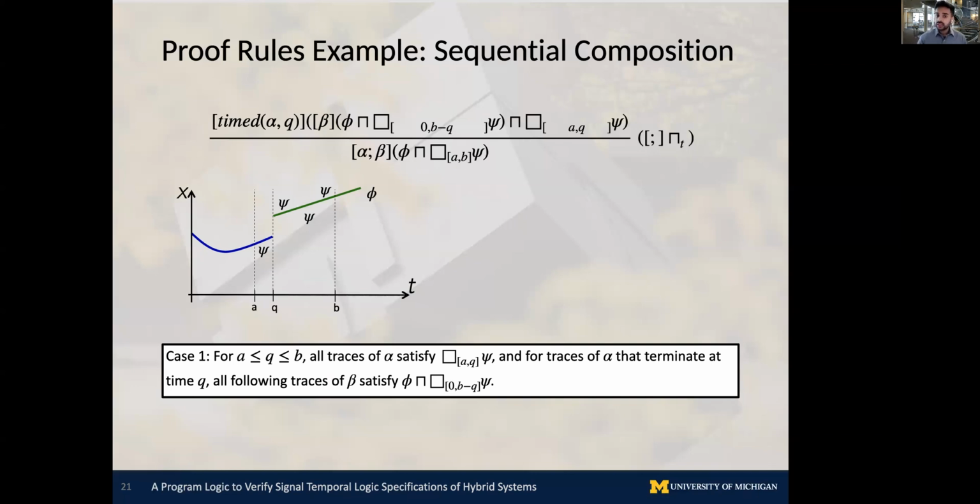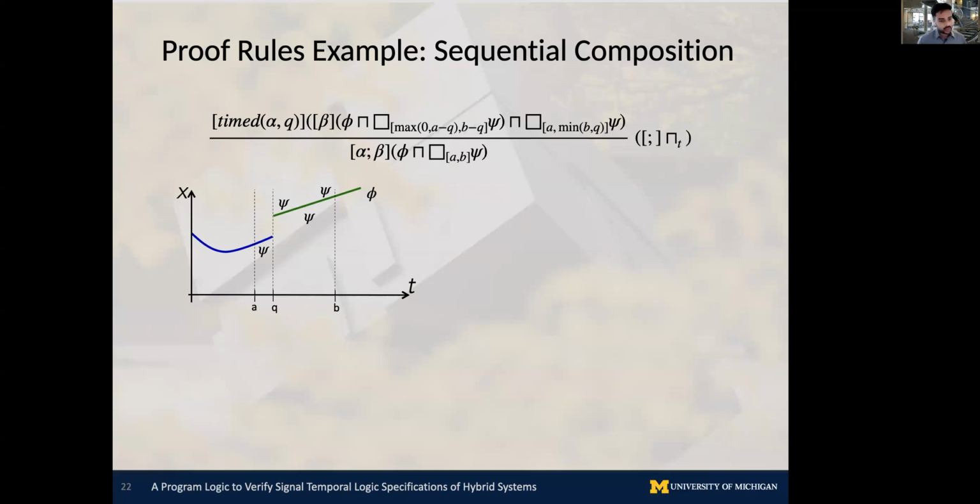For the phi part, the conclusion basically says that if alpha semicolon beta terminates, phi must be true. This is satisfied here in the example on the slide, since the green trace satisfies phi when it terminates.